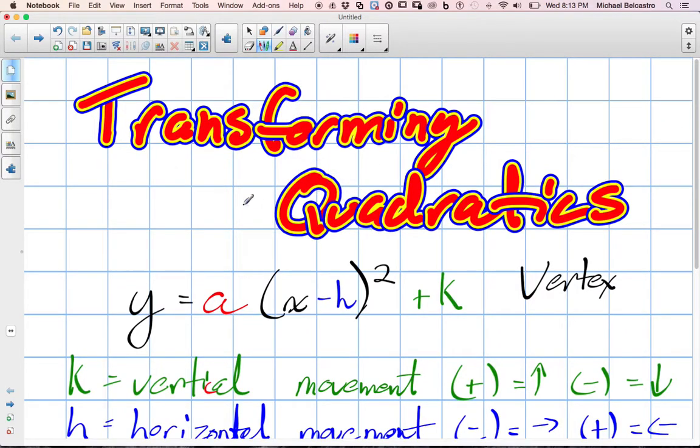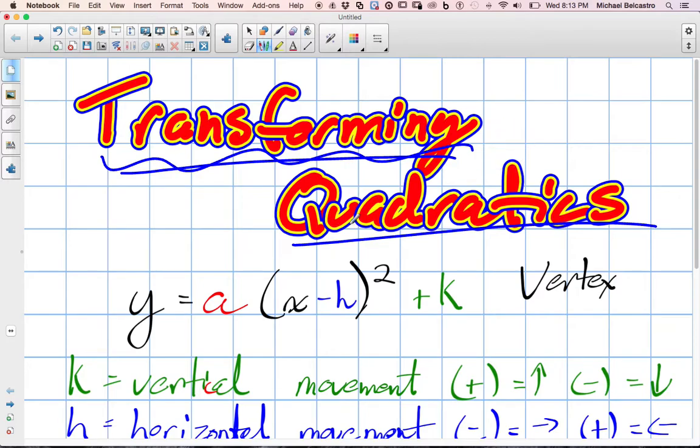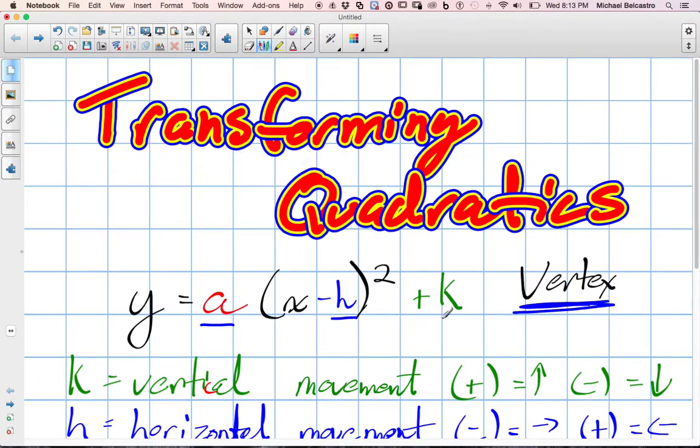Look at transforming quadratics. When they're talking about transforming or graphing a quadratic, the easiest form to graph in is called the vertex form. And we'll talk about why after. But this is your original, or they sometimes call it parent function.